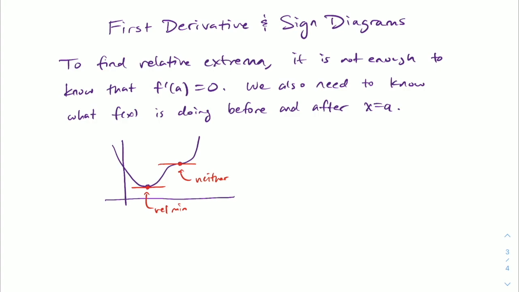In the case of relative min, we need to know that the function is decreasing before, and increasing after. If it's increasing before and increasing after, then it's not going to be a relative min or a relative max.